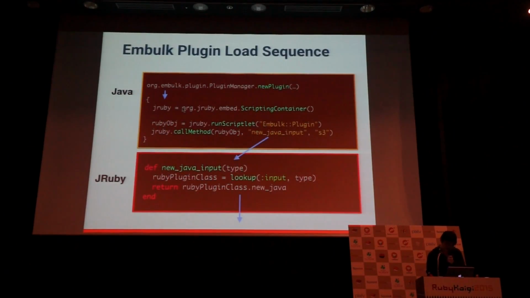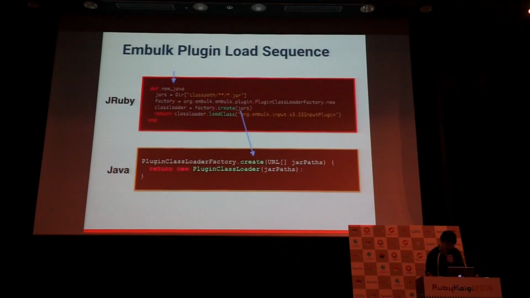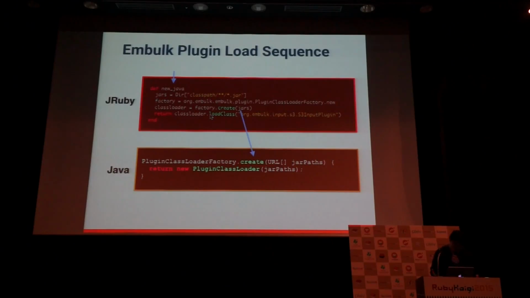Then the core runs some core application, but it also needs to load plugins written in Ruby. Then it uses this JRuby internal API to call JRuby. Then this JRuby looks at class files, Java files in class path directory. Then again it calls Java to get the class loader to load the plugin. So that's the structure.